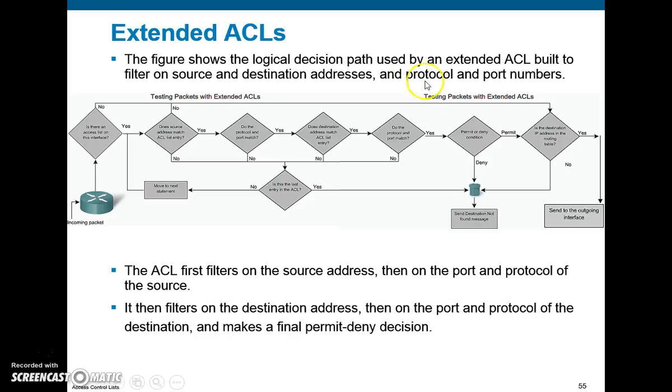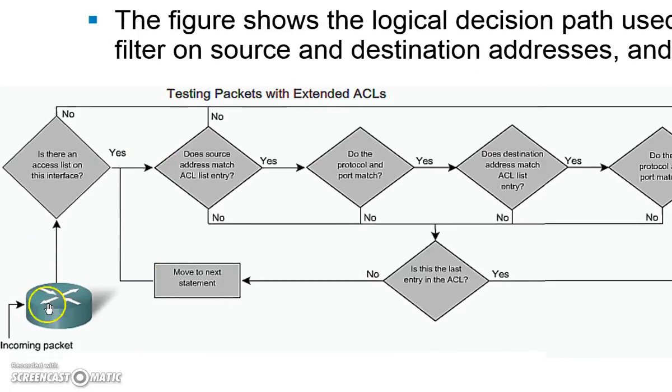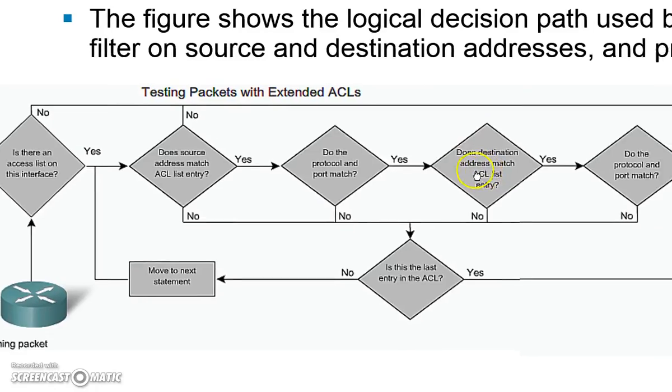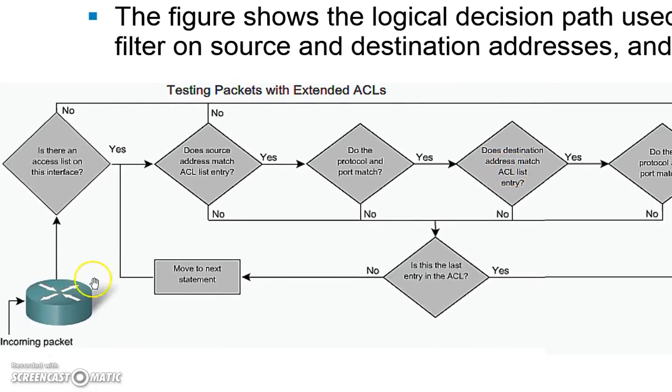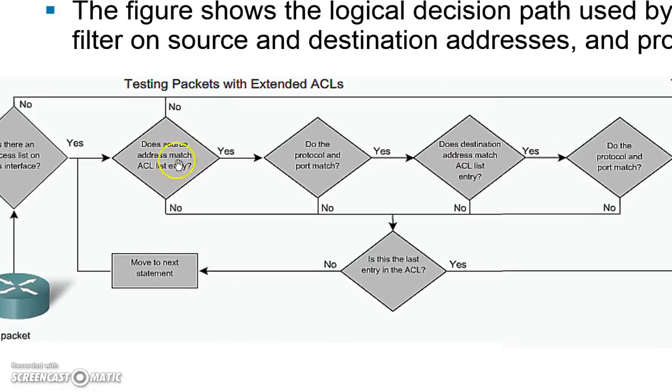This shows the logical path used by the extended ACL. Let's go through it. When a packet comes in to an interface, the router will check whether there is an ACL defined on this interface. If yes, then it will check the source IP address, does it match? If yes, it will check does the protocol and the port match. If yes, it will check whether the destination IP address matches. So the source IP address, protocol, source port, destination IP and destination port must all match.